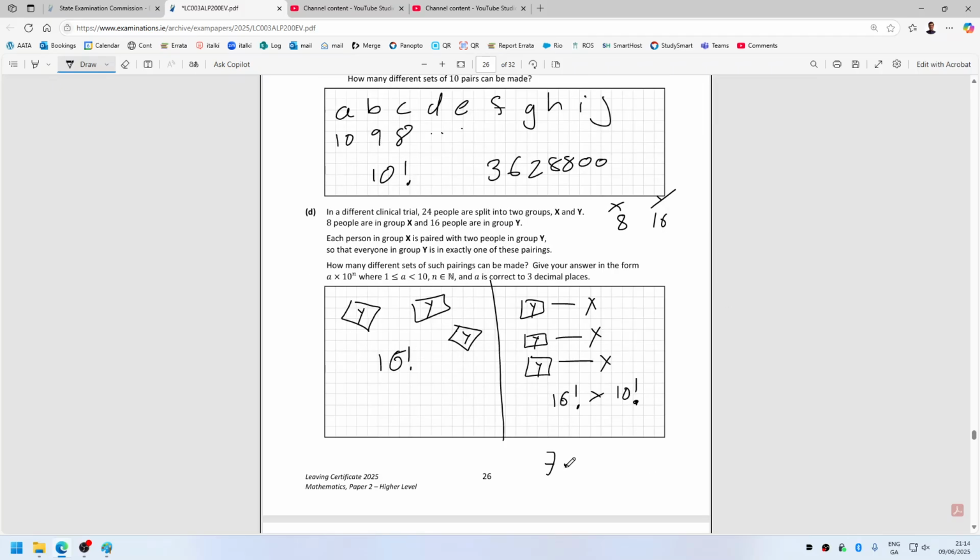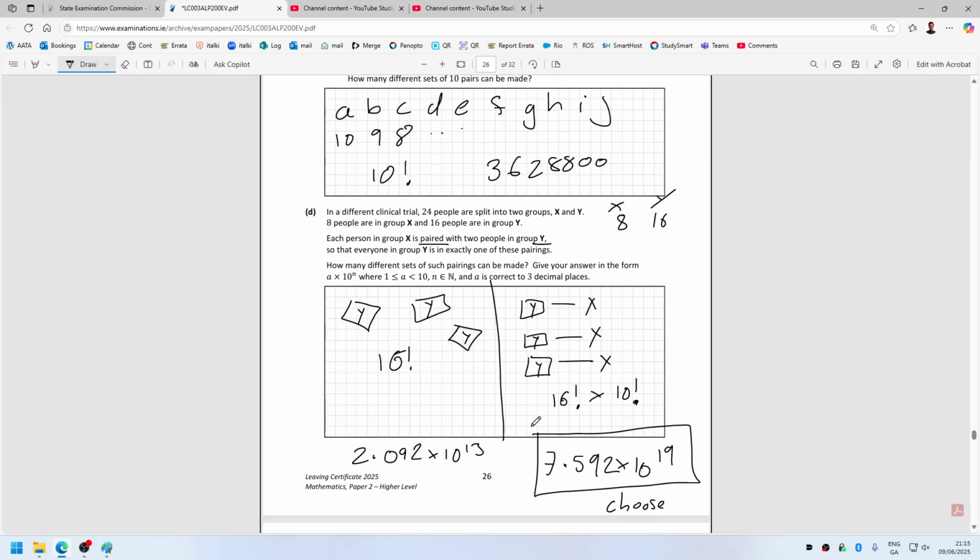So is it 7.59 times 10 to the 19? Or is it 2.092 times 10 to the 13? How many different sets of such pairs can be made? In a clinical trial, each person in group X is paired with two people in group Y. So I think it's this one here.